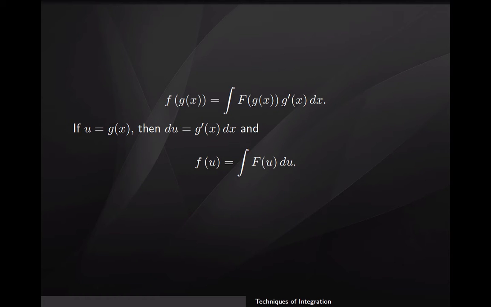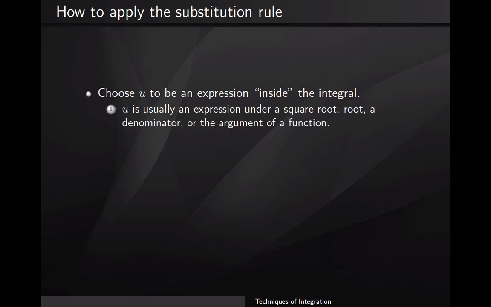So before I actually give you an example, and I know you are eager to see the example, let's hold that for a second, because I want to discuss first how to apply the substitution rule, because it's going to be important. It's going to help you choose wisely what the variable u is, what g of x will be for your variable u. So when you choose u to be an expression, that expression has to be inside the integral. Usually u is an expression that is under the square root or some root, or is the denominator of a fraction, or is the argument of some function. That usually is the case for that choice of u. So that's how you choose your u.